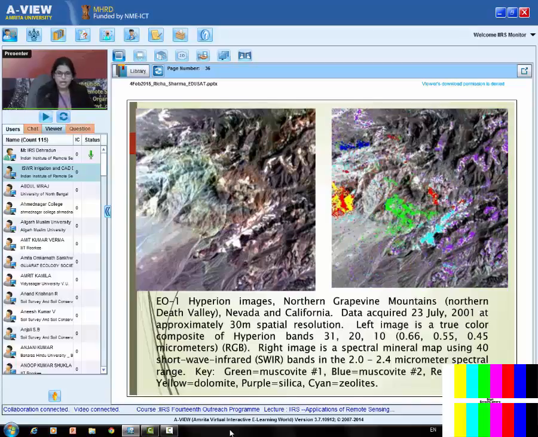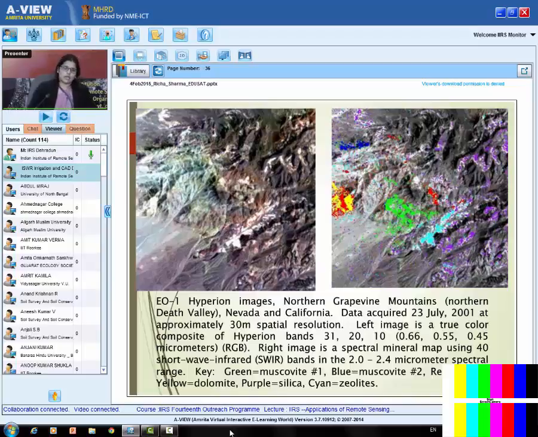So we can see different classes over here in different colors: green, cyan, purple, red and blue. The green color is for muscovite, then the blue, there are two kinds of muscovite we are able to identify, this green and blue. Then the red color is for the mineral calcite, the yellow color is for dolomite, the purple color is for silica, whatever silica content we are getting, and the cyan color is for zeolites.